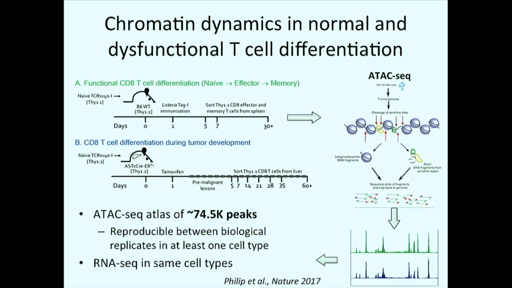All right, so what we did was we did ATAC-seq profiling, so mapping chromatin accessibility in the liver cancer model at different days, different time points, and also in normal T cell differentiation, where you have the same T cells, the same antigen, but they're presented in a bacterial infection model. So you engineer Listeria to present the antigen, and you get normal effector and normal memory T cells. All right? And we also had RNA-seq in all these cell types.